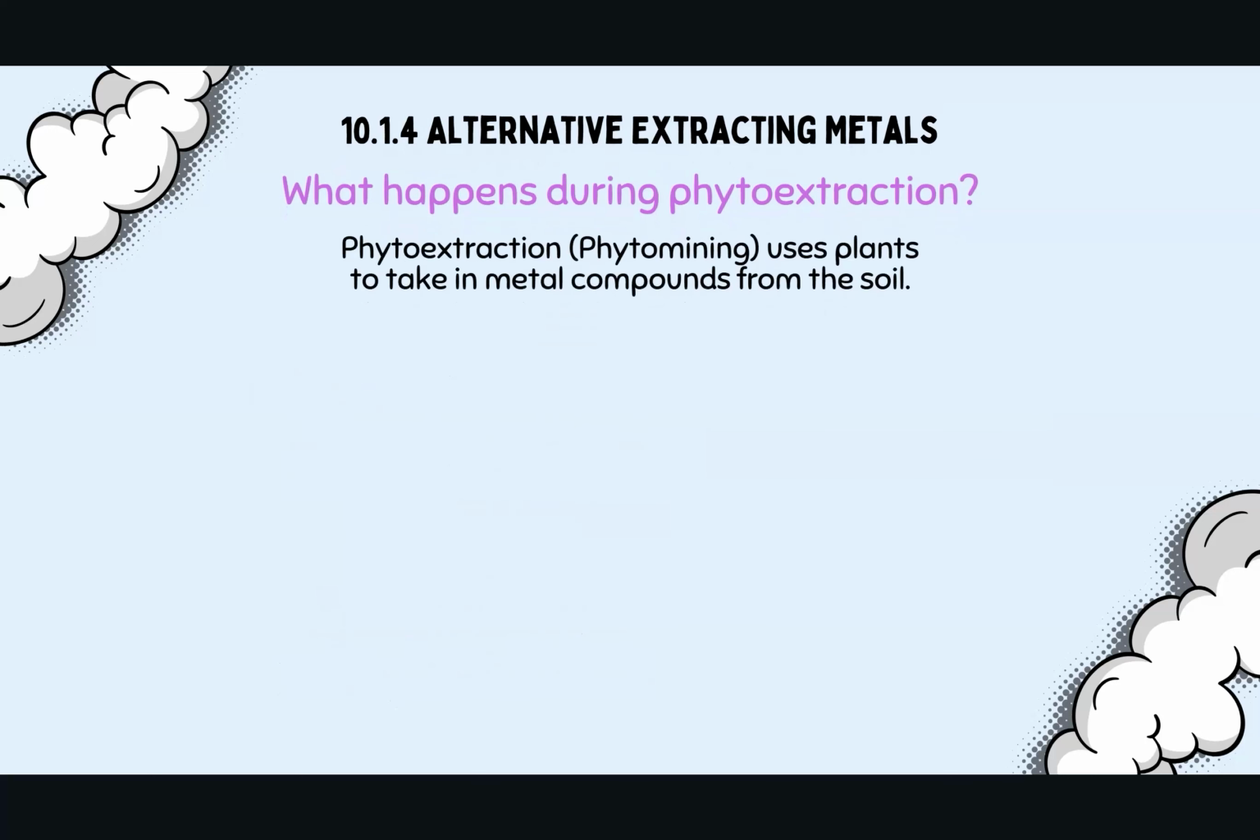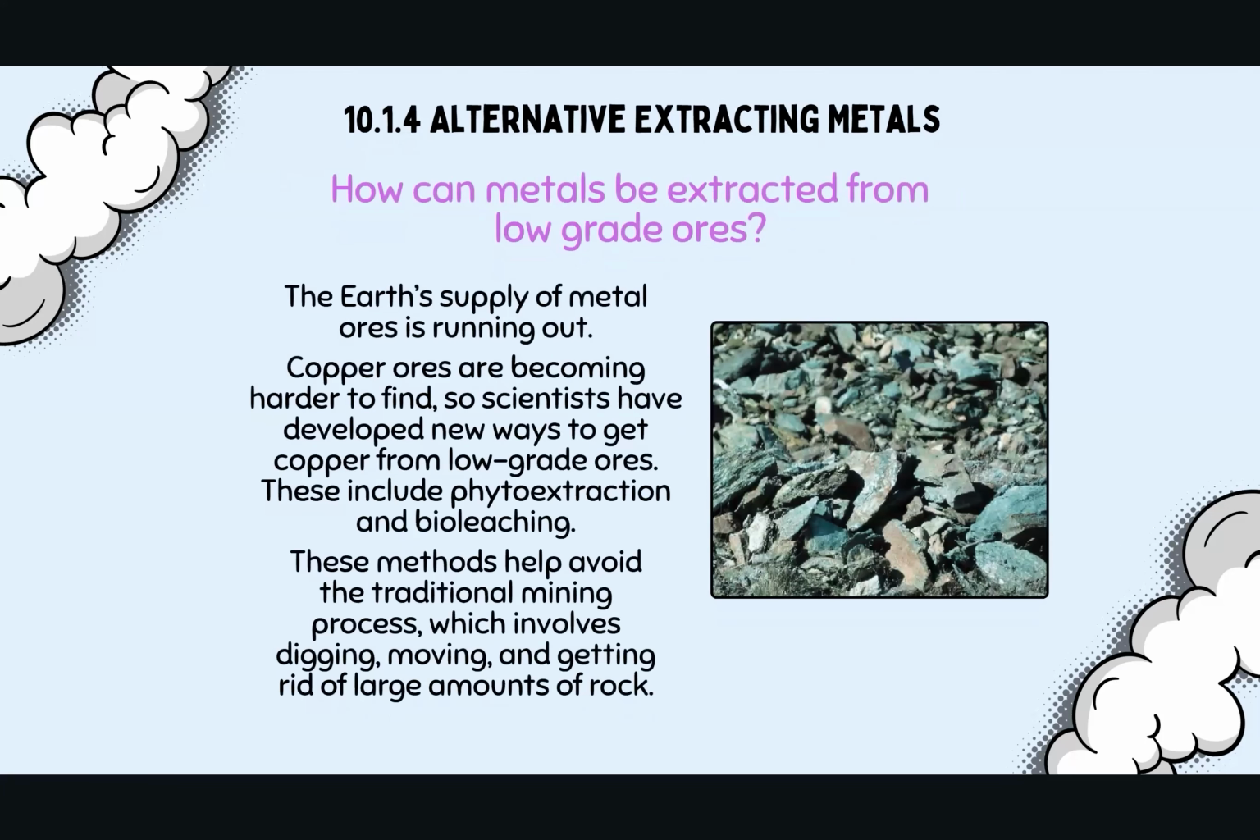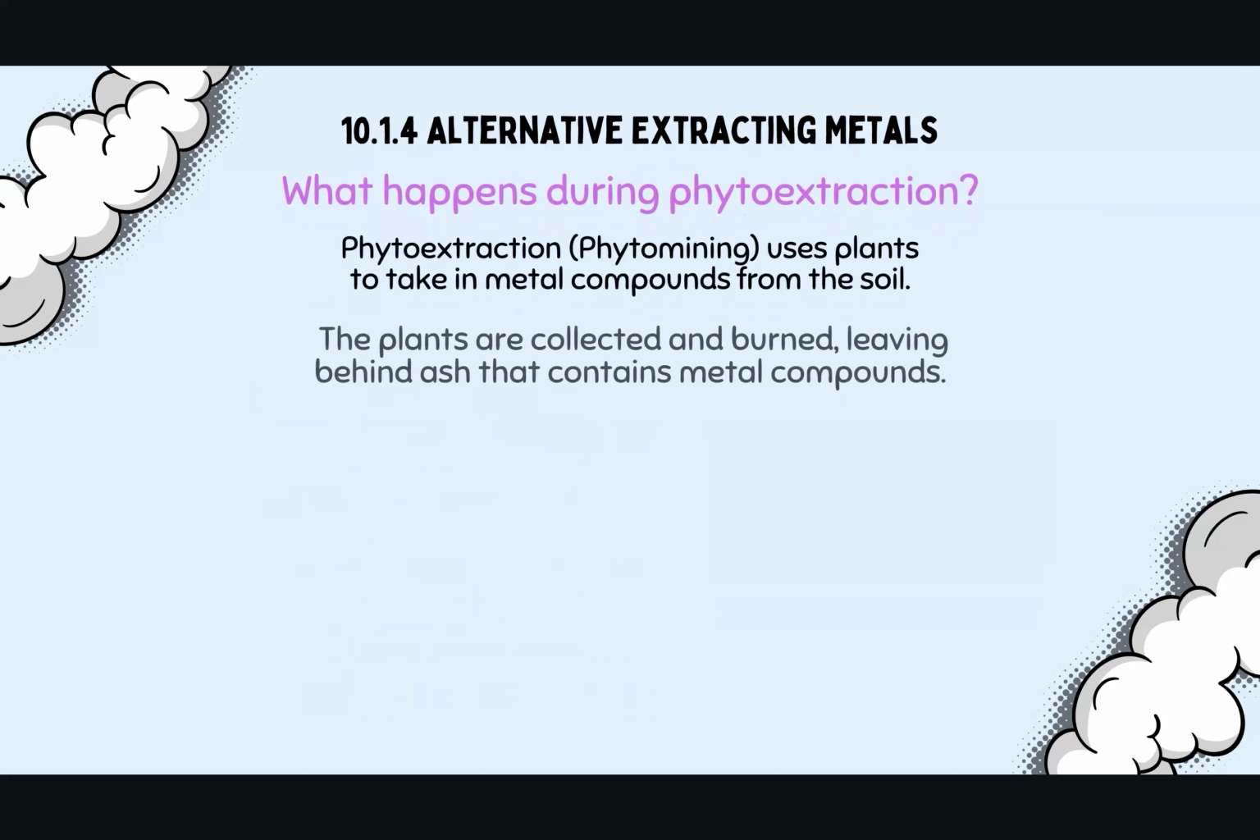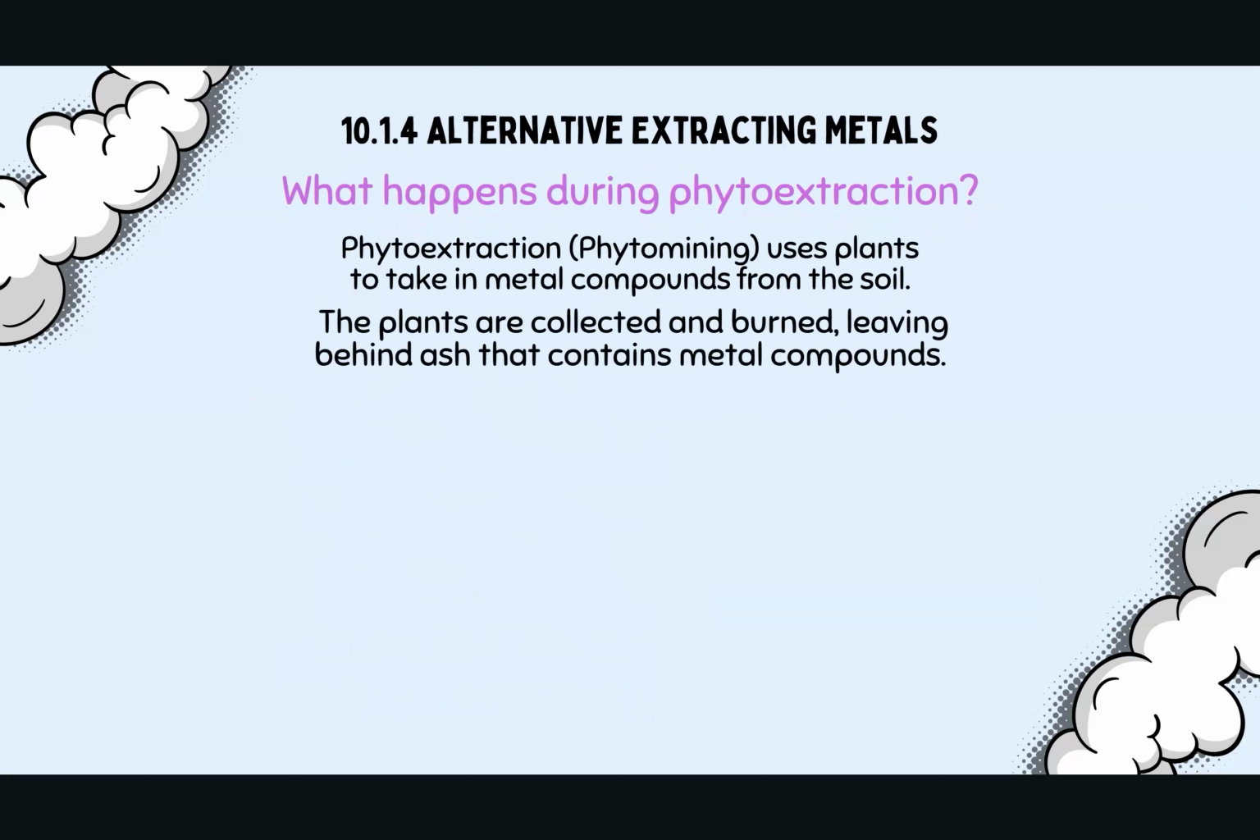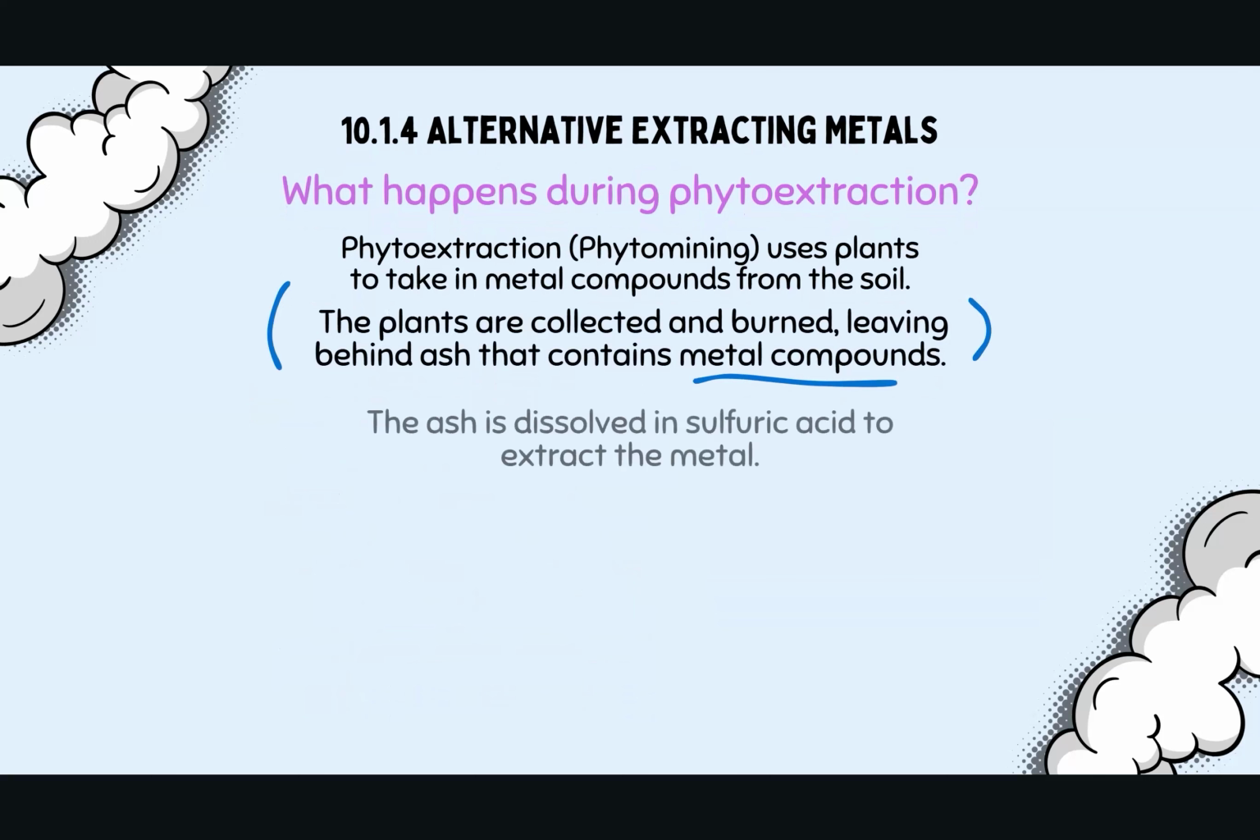In phytoextraction, wherever the mining has happened previously, they plant plants, and as the plant grows, it takes minerals out of the ground. Particularly, this area is heavy in copper, so the copper goes into the plant. The plants are then collected and burned, leaving behind an ash that contains the metal compounds.